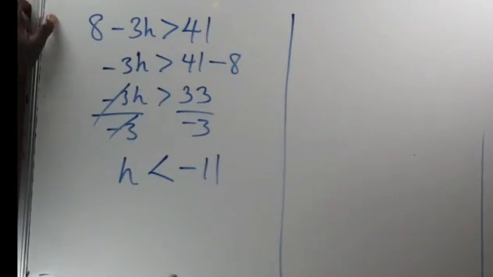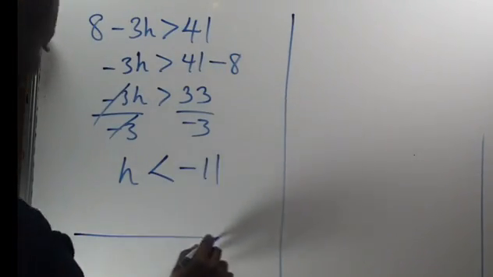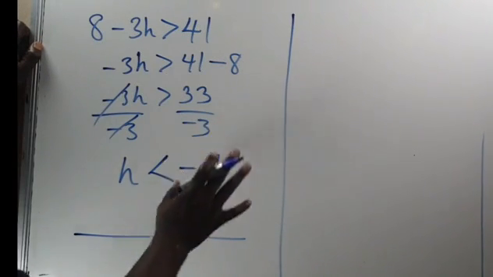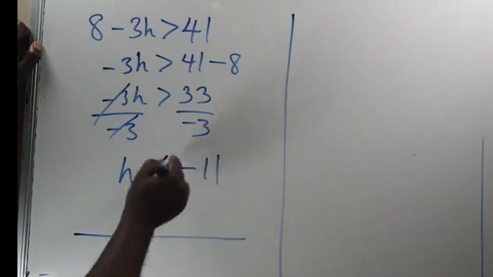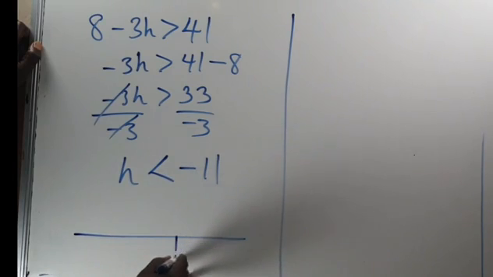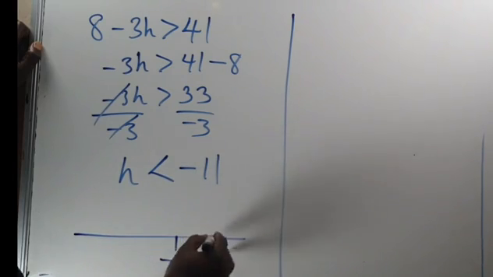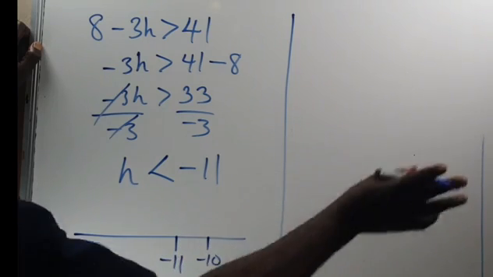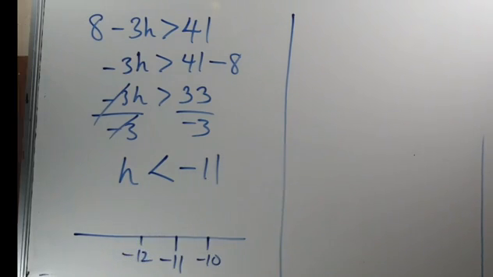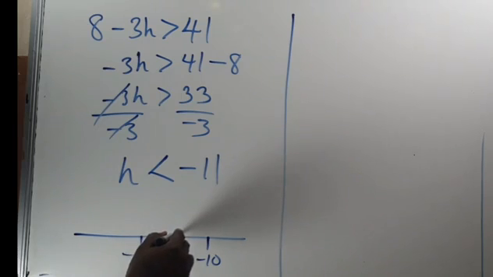So we now have to present it on a number line. So how do we do that? We have minus 11 as the number, so we write it on it. It's not necessary for you to write everything. So we have minus 11, the rest will be minus 10, minus 9, and so on and so forth. This side will be minus 12, minus 13.